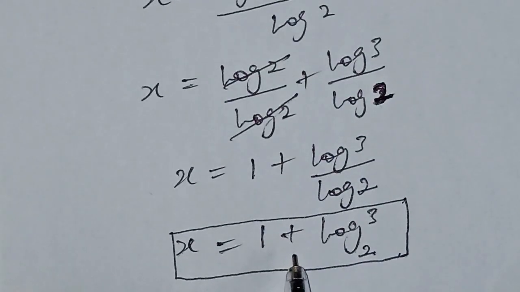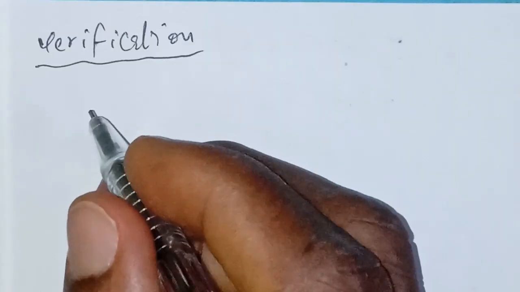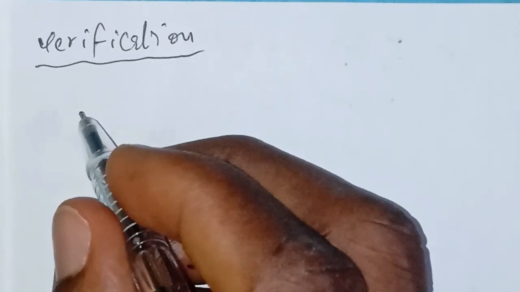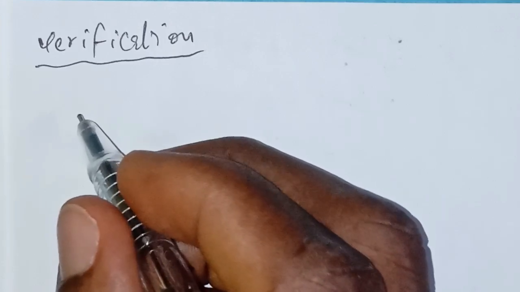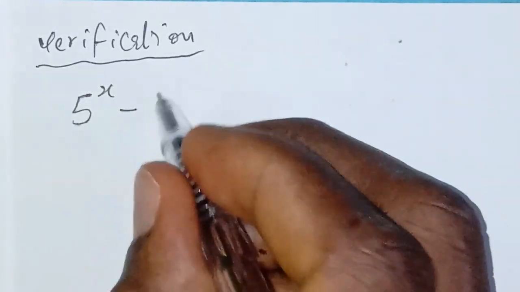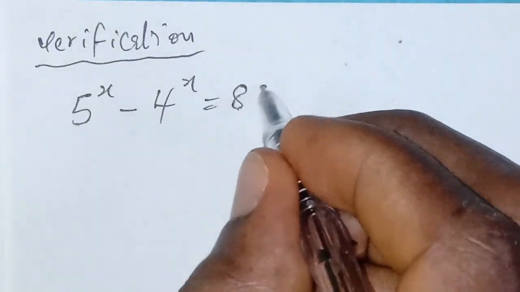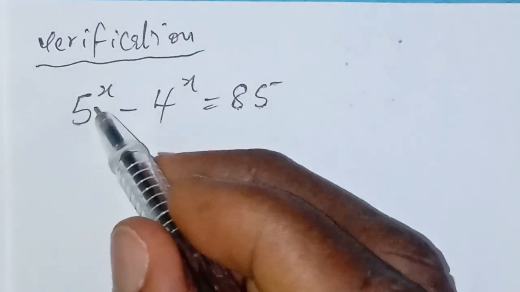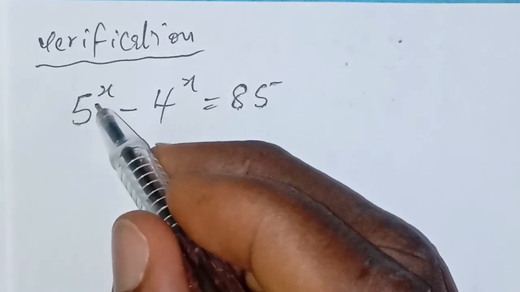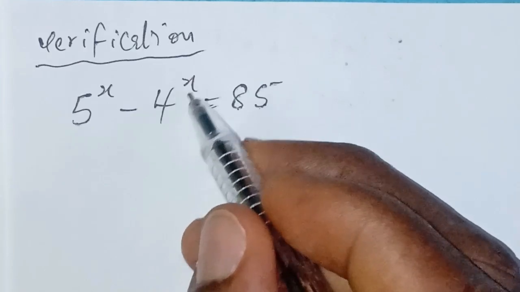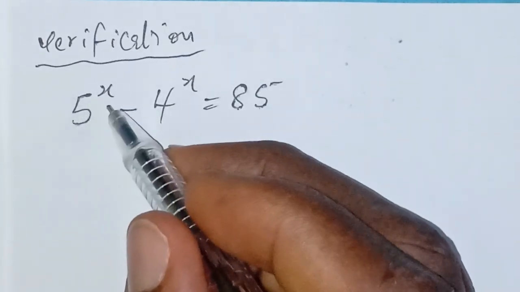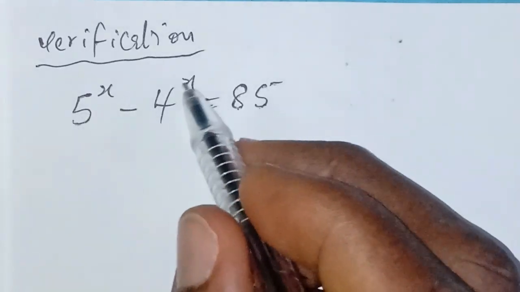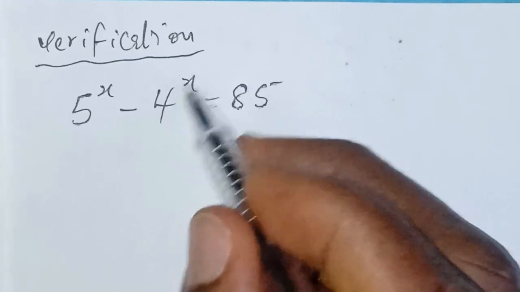when b equals 6. So we are not done yet. We can verify this. To verify the value of x at a equals 11 and the value of x at b equals 6, from our question, we have 5 raised to power x minus 4 raised to power x equal to 85. Will this expression be equal to 85? So we input this value for x for a over here, and we input the value of b over here. When a equals 11, we input the value. When b equals 6, what is the value of x? So we put it at this side.